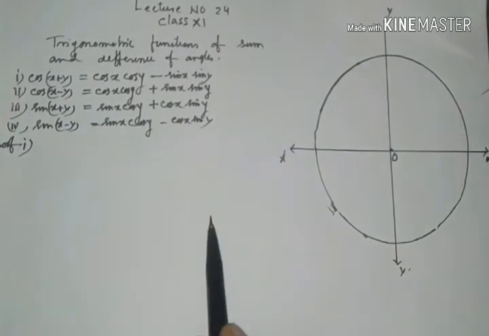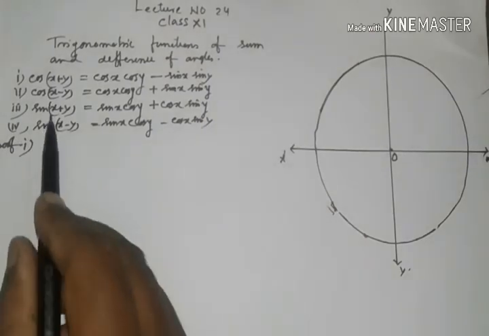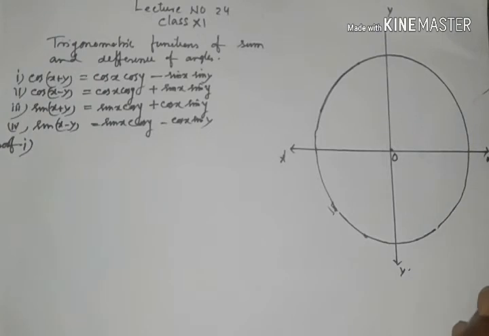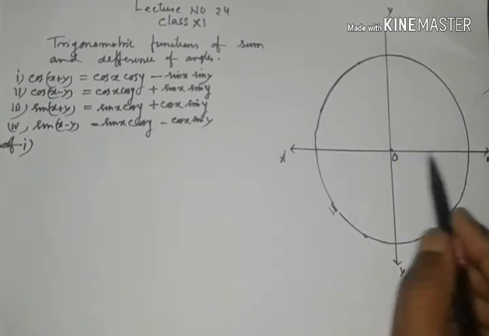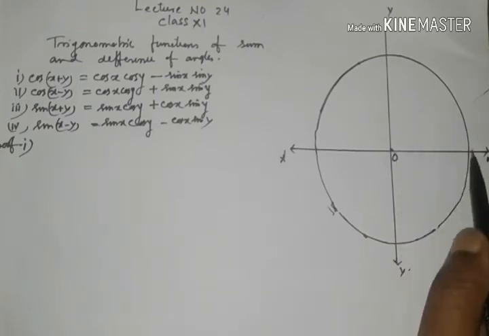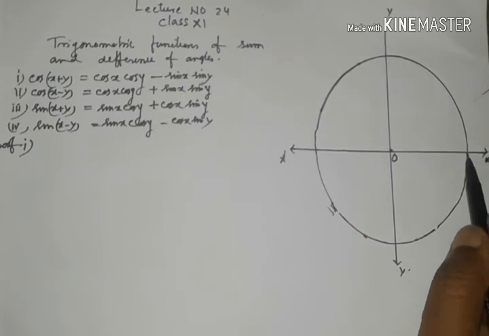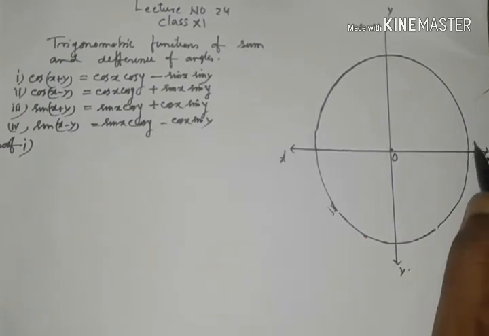Now, how can we prove this? That is proof number 1. We have to prove cos(x + y). For this, we have to draw a circle. Let this circle be a unit circle, that is, the radius is 1. Therefore, we have to take a point P here.